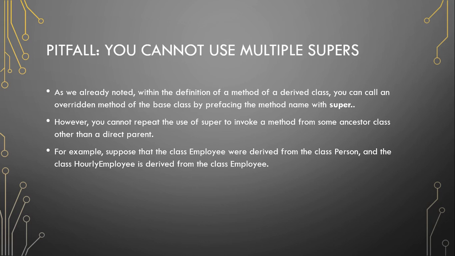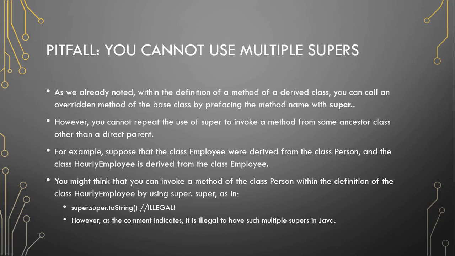So for example, suppose that the class Employee was derived from the class Person, and the class HourlyEmployee is derived from the class Employee. You might think that you can invoke a method of the class Person within the definition of the class HourlyEmployee by using super.super, such as super.super.toString. Well, this is actually illegal. As the comment indicates, it is illegal to have multiple supers inside of Java. So you can't use super.super. Sorry, it doesn't work. It'd be kind of convenient, but you can't do this. So you can only use the immediate super call. Otherwise, you're going to have to come up with a different way of using that method.